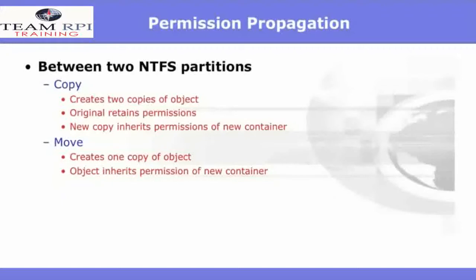When going between two NTFS partitions, when you copy, it creates two copies of the object. The original retains the permissions, and the new copy inherits the permissions of the new container. When you move between two NTFS partitions, it creates one copy of that object, and the object inherits permission of the new container.